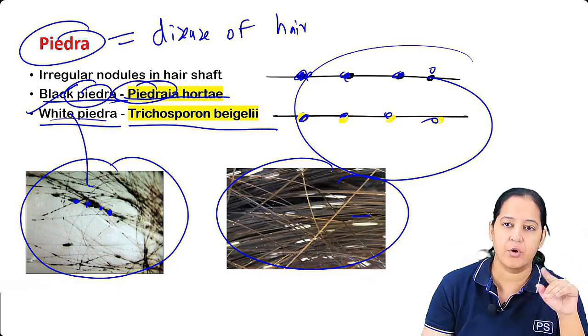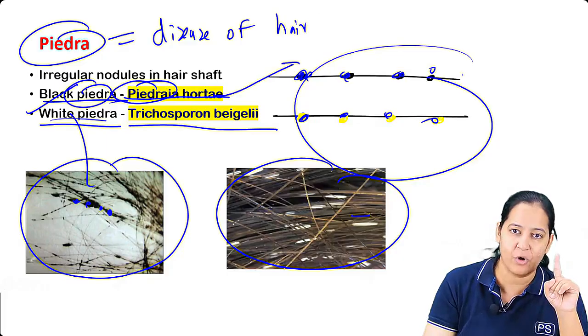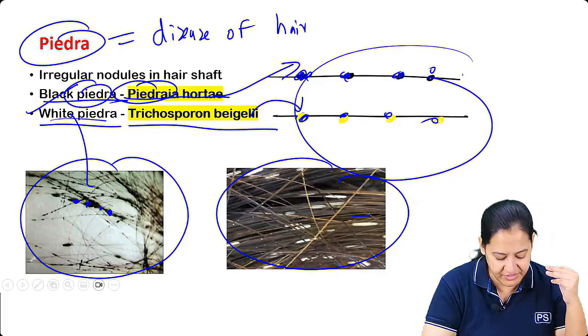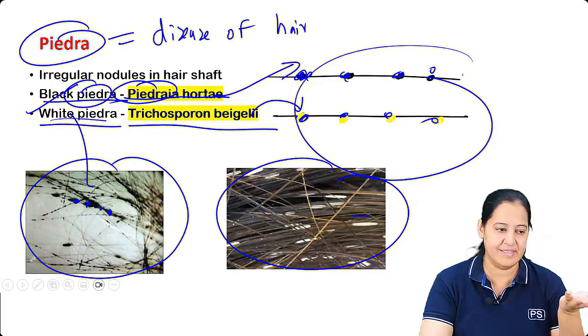Got it? The causative agent of both of them is different. The black is caused by this, the white is caused by this. You have to learn the causative agent, the name of the two fungus. The causative agent is different, and the disease is in front of you.